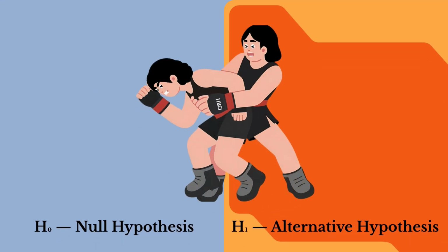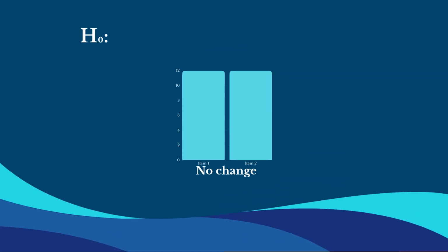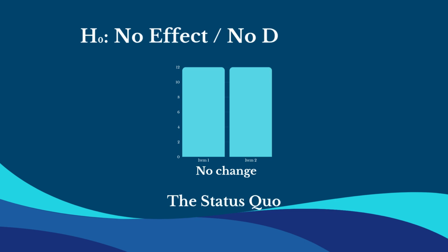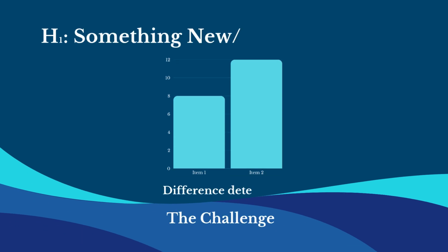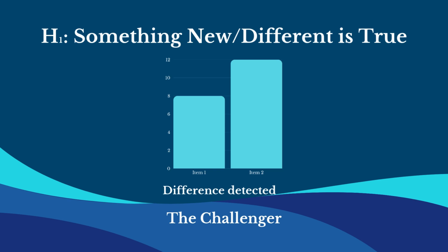Technically, hypothesis testing evaluates two competing statements about a population parameter, like a mean, a proportion, or a difference between groups. First is the null hypothesis, written as H null. It represents the default or status quo, the assumption that there is no effect, no difference, or no change. And second is the alternative hypothesis, written as H1. It represents the challenger, the claim that something new or different is true.